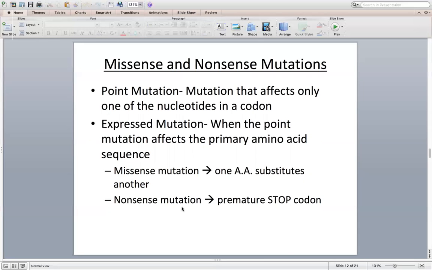Missense mutations are where one amino acid substitutes for another. Nonsense mutations are where the mutation results in the codon now encoding for a premature stop codon. That usually has a much more serious effect than a missense mutation, because in a nonsense mutation, if the mutation results in early termination, it's probably going to result in a non-functional protein. So this nonsense mutation can also be referred to as a truncation mutation.